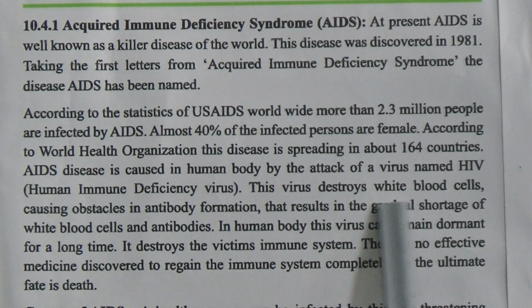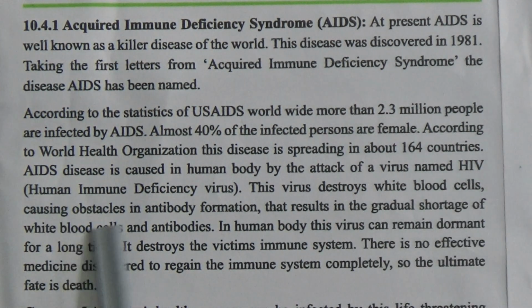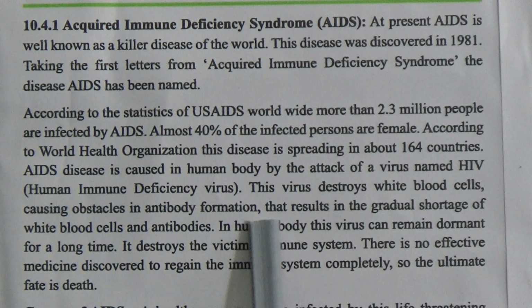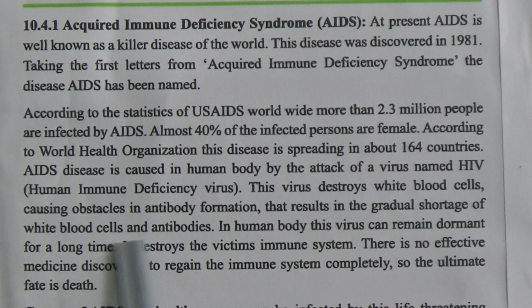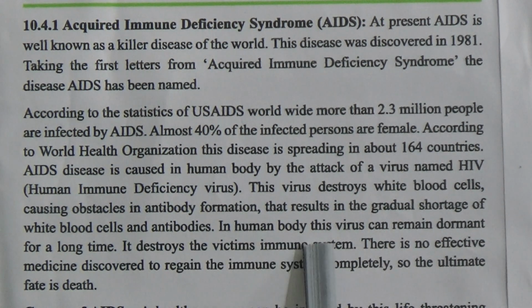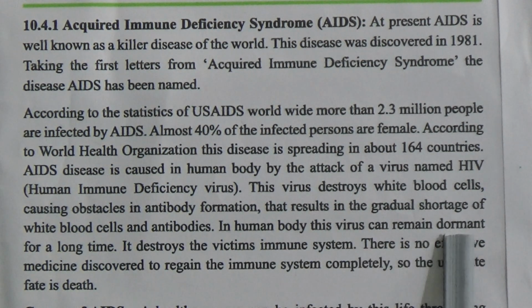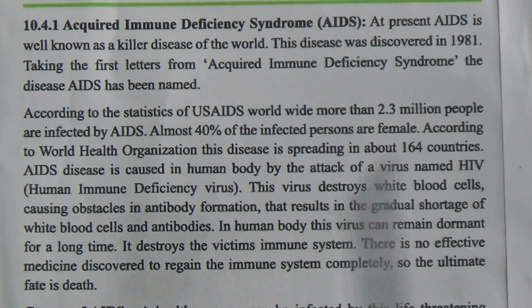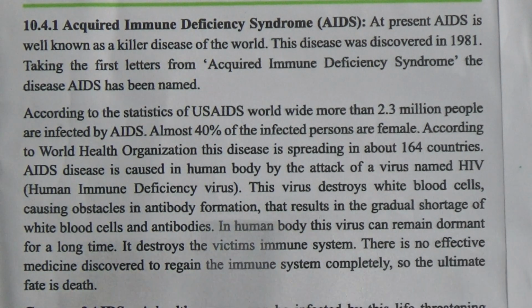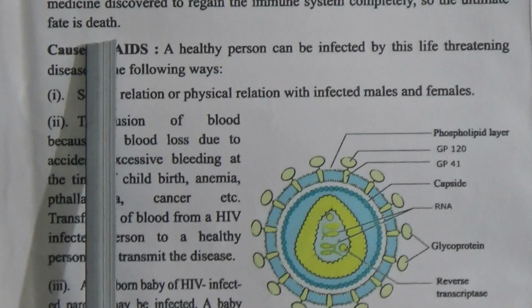This virus destroys white blood cells, causing obstacle in antibody formation that results in the gradual shortage of white blood cells and antibodies. In human body, this virus can remain dormant for a long time. It destroys the victim's immune system. There is no effective medicine discovered to regain the immune system completely. So the ultimate fact is death.